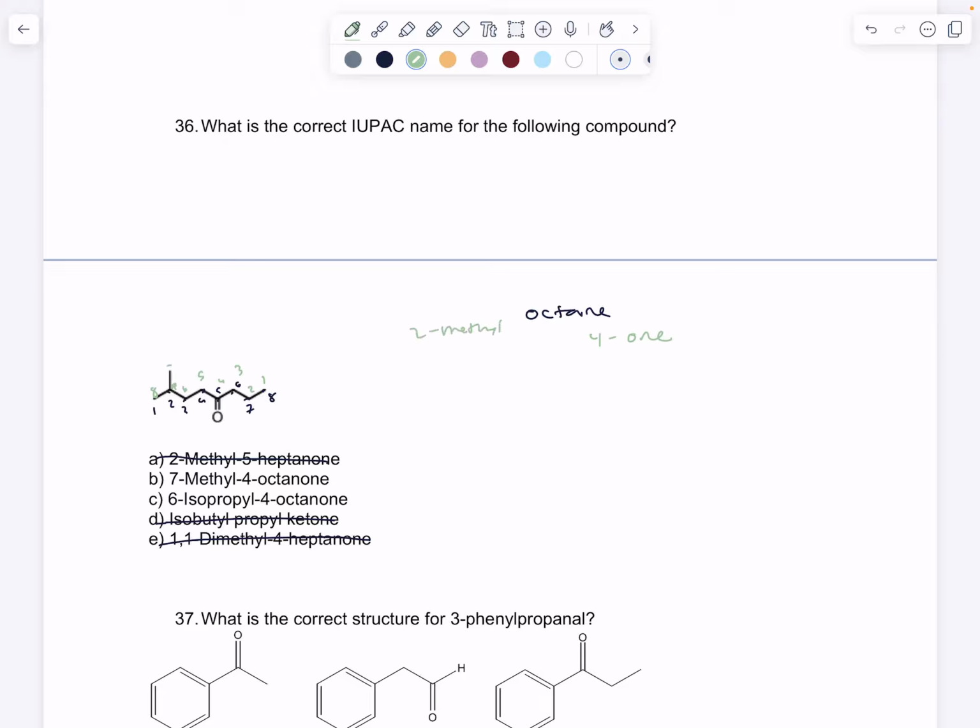And that's the only other one we have, so 2-methyloctan-4-one. Oh, that methyl is not 2. That methyl is 7. I forgot we were going with green. So that gives me this answer choice. 6-isopropyl, that doesn't make sense. We go with a simpler one.